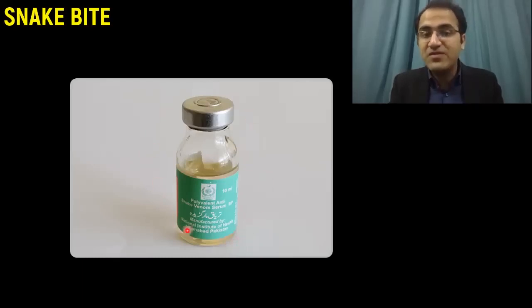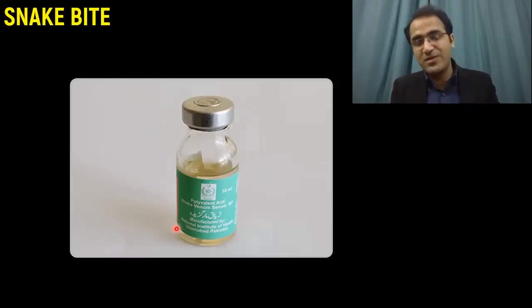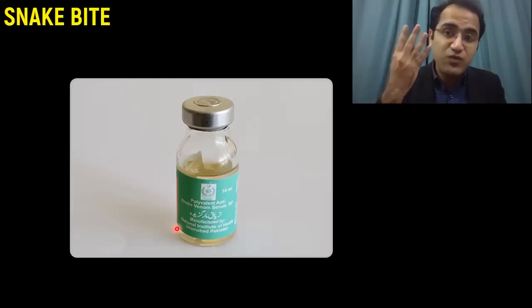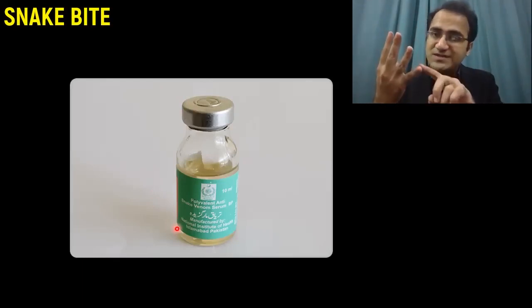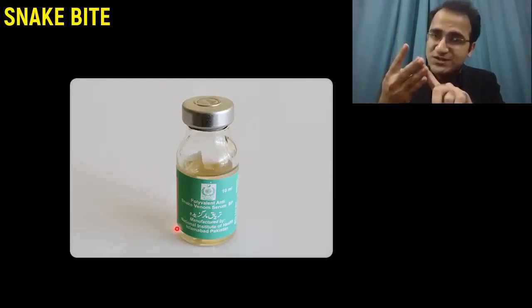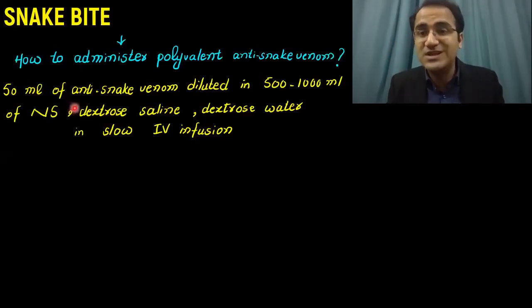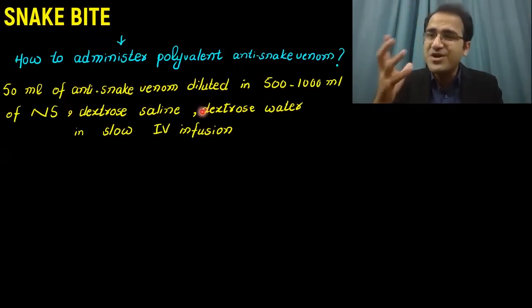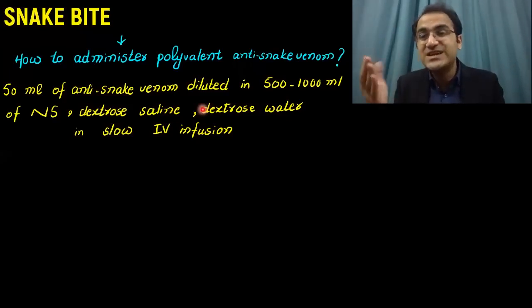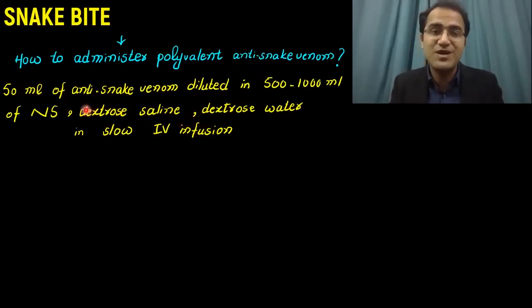This is a commonly found polyvalent anti-snake venom. It is effective against 4 types of snakes: cobras, kraits, saw-scaled viper, and Russell's viper. How to administer polyvalent anti-snake venom. Remember that these anti-snake venoms are prepared in other animals like horses. So there is a tendency that they may cause allergic reaction in a patient, anaphylactic shock in a patient. So how do you administer polyvalent anti-snake venom?